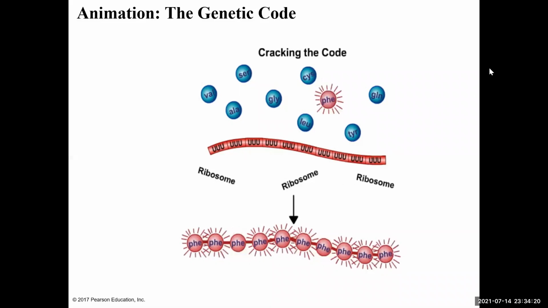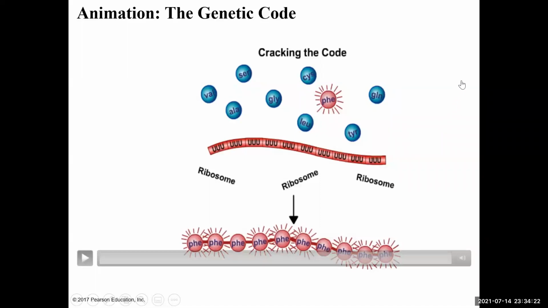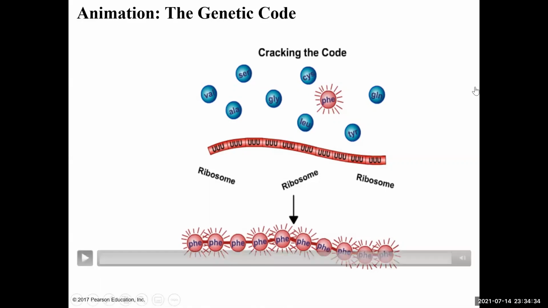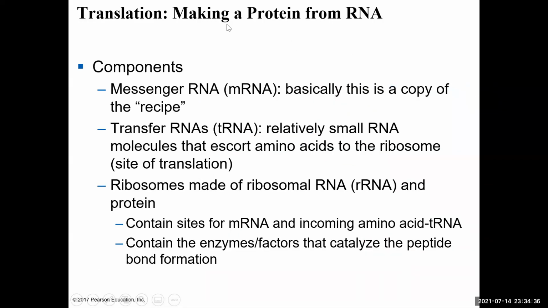All right. So pretty interesting how they found the meaning of the triplet code. I mean, of course, you'd have to do that for each amino acid, but still pretty neat. All right, so translation. Translation is making that protein from the transcribed messenger RNA. The messenger RNA is the copy of the recipe that is from the DNA.